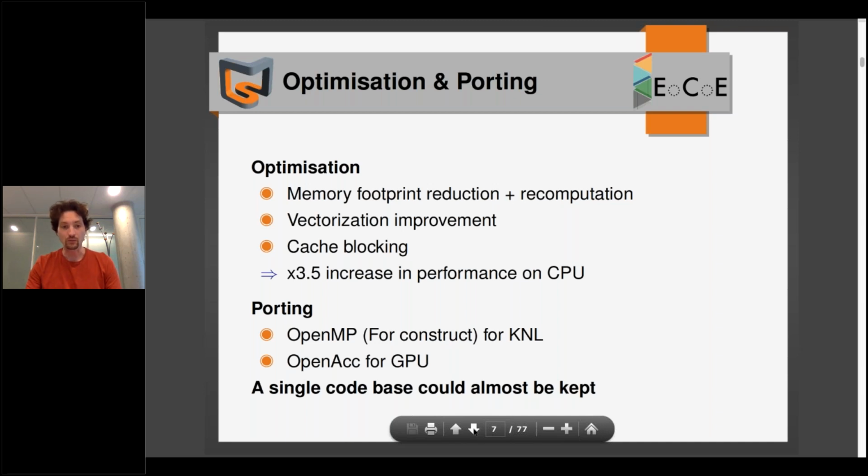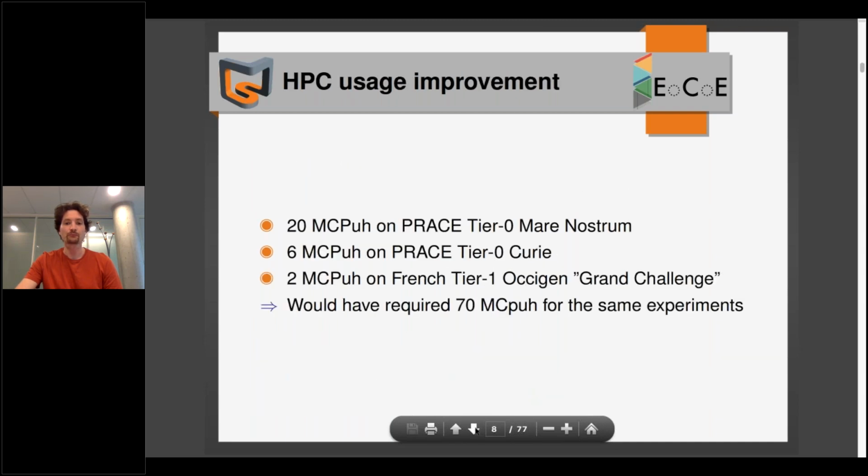But we have kept almost a single code base; only a couple of hundred, I think between 100 and 200 lines of code, have forks. So we have a specific version for GPU. That's quite important, and in the end, we get pretty interesting performance results.